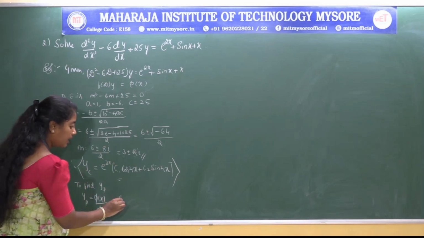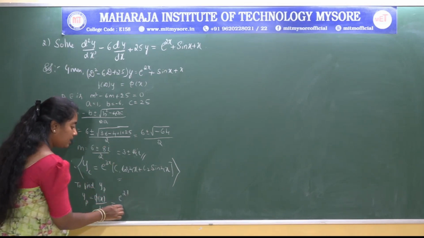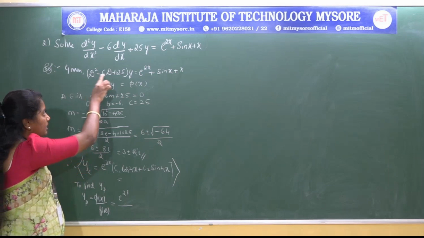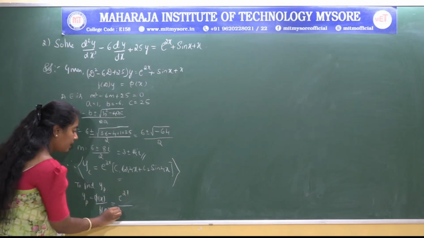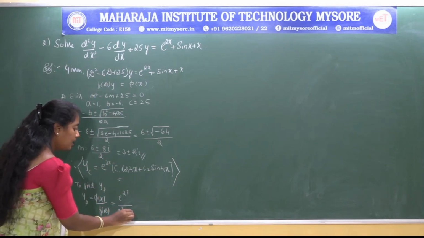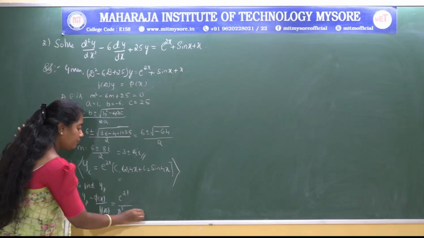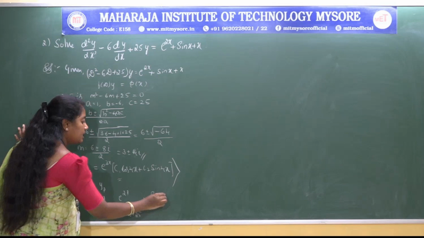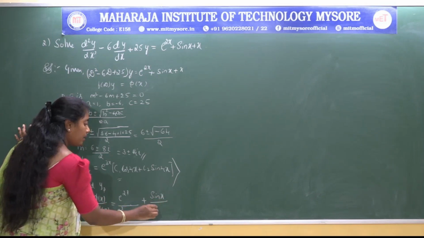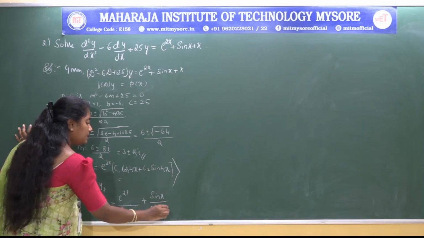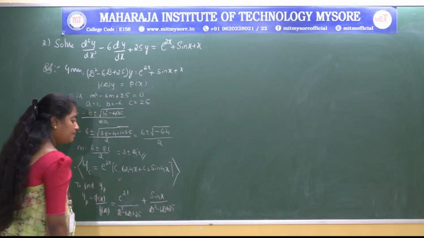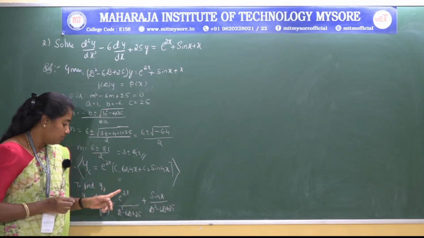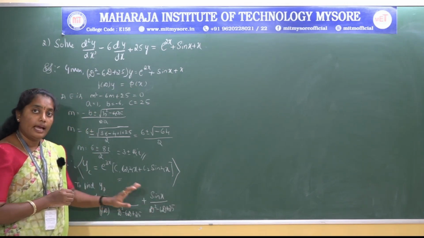First one, we have e power of 2x. The value of f of d is, here we have d square minus 6d plus 25. In the second term, we have sin x divided by d square minus 6d plus 25. In type 1 and type 2, while writing the value of f of d, we write it as it is.